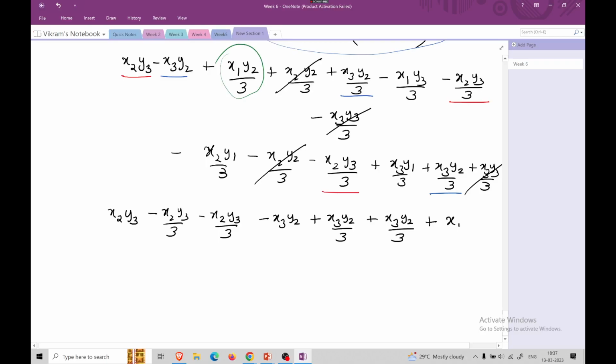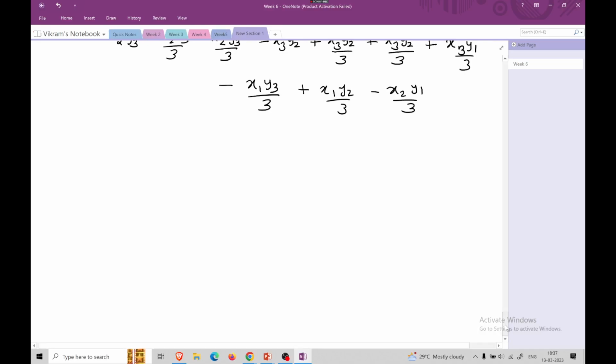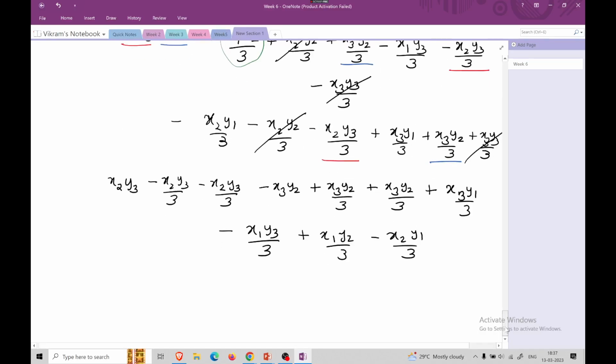x3 y1 by 3 minus x1 y3 by 3. So from here, then plus x1 y2 by 3 minus x2 y1 by 3. So this will become 1 minus 1 by 3 minus 1 by 3. So 1 minus 2 by 3, which is going to be 1 by 3.